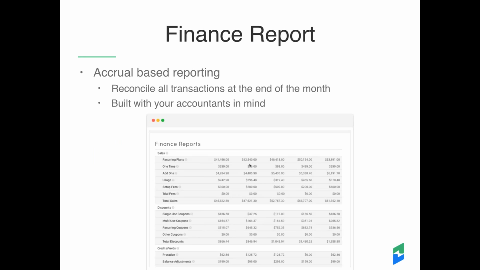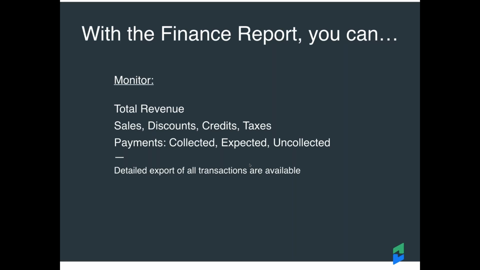And finally, the last report we will look at today is the finance report. This is accrual-based reporting. And this report will allow you to reconcile all transactions at the end of a given month, and it's built with your accountants in mind. With the finance report, you can monitor total revenue, sales, discounts, credits and taxes, and payments that are collected, expected, or uncollected. And a detailed export of all the transactions that go into this report are available for easy download.